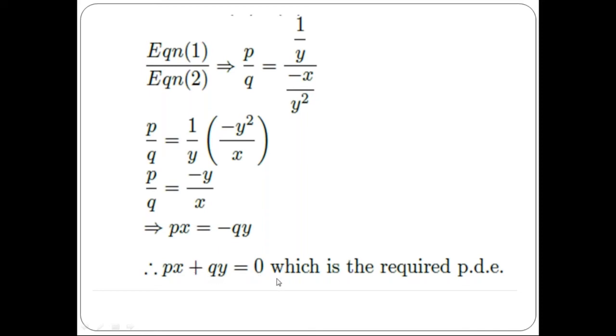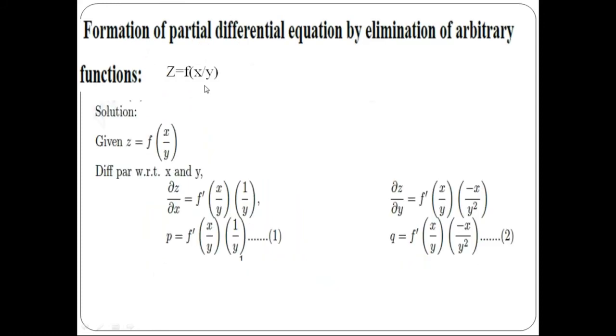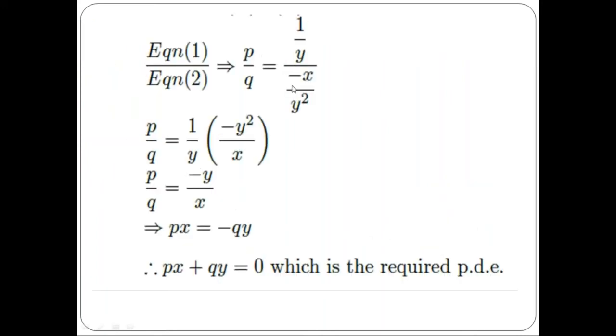I repeat again, here z is equal to f of x upon y. I simply differentiate with respect to x, I differentiate with respect to y. Just put standard values, or you can say standard notation. Then I divide these two equations. Here, minus x upon y square will be reciprocated because it is a by b by c. So here y will be cancelled out. We have p by q equal to minus y by x. Just cross multiply, we will get the required PDE.